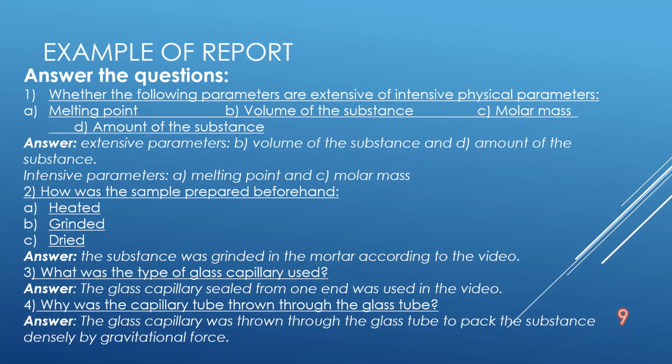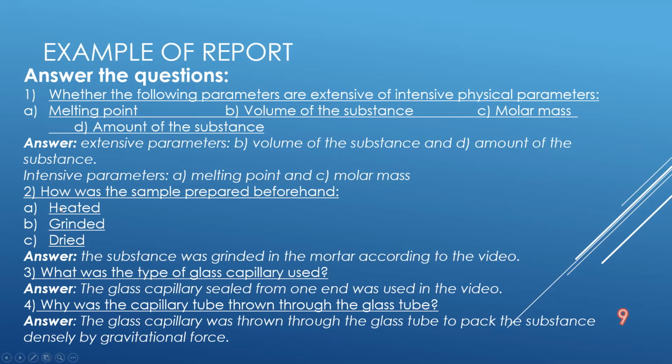There you could find definitions of extensive and intensive physical parameters. In short, extensive parameters are those that depend on the amount of substance, and intensive physical parameters are independent of the amount of substance. Those that depend on the amount of substance are volume and amount of substance, which is measured in moles. Melting point and molar mass are not dependent on the amount of said substance. So those are intensive parameters, and extensive parameters are volume and amount.